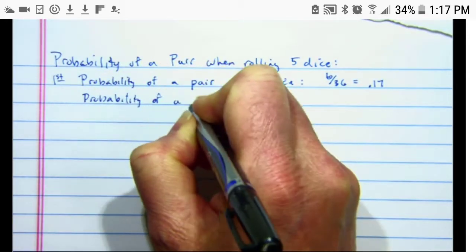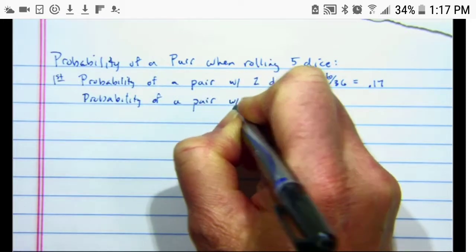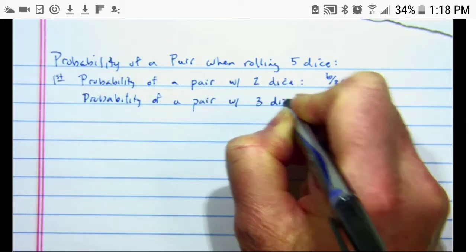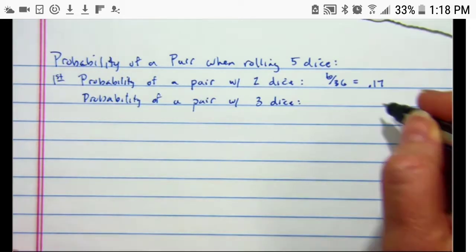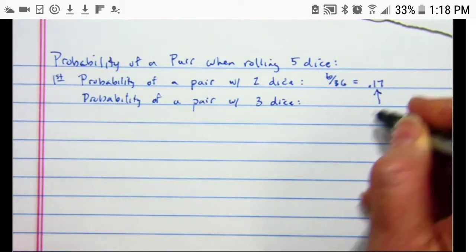So the probability of a pair with 3 dice. Okay, so just 2 of the 3 dice have to match. And what is the probability of a pair? So now we have more than 36 options. So we have to count all the possible options when rolling 3 dice.